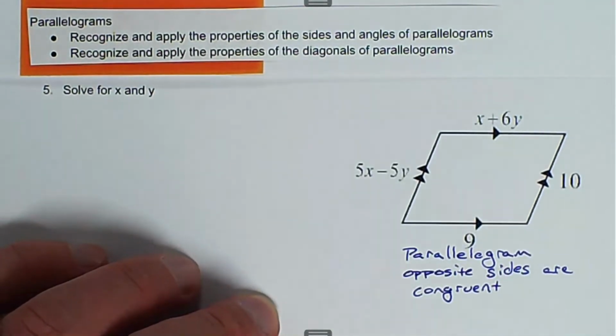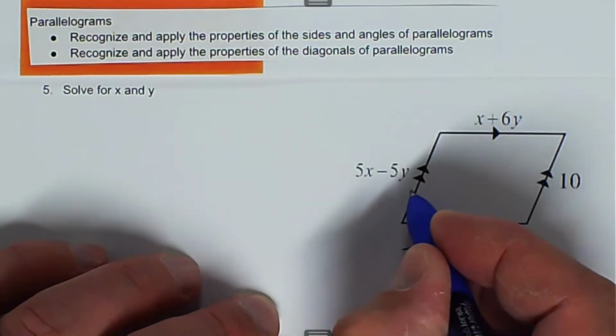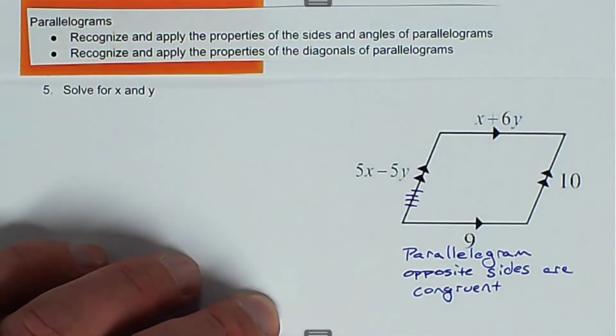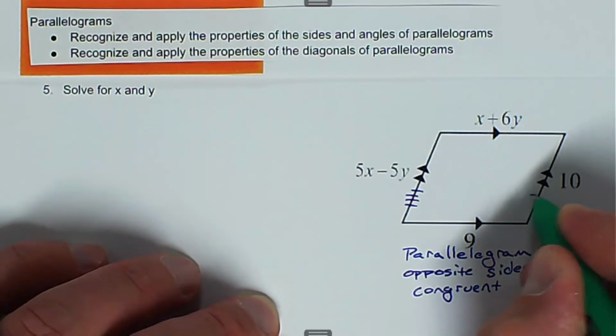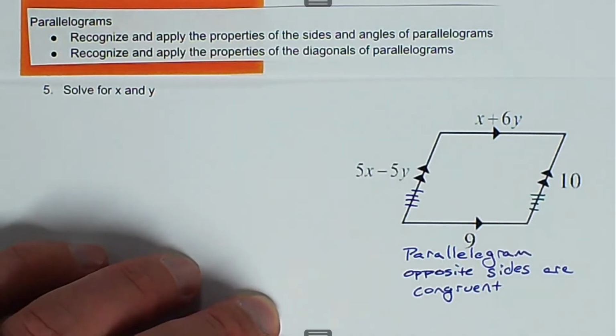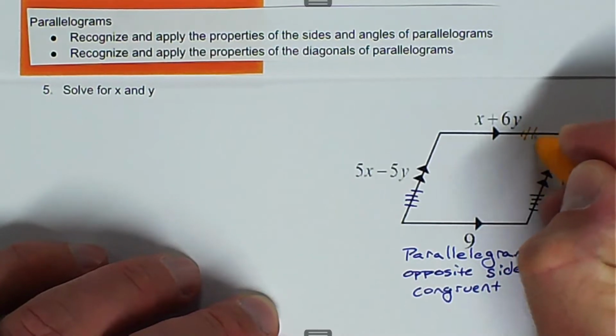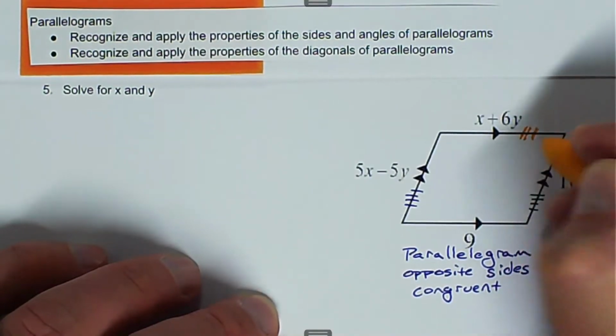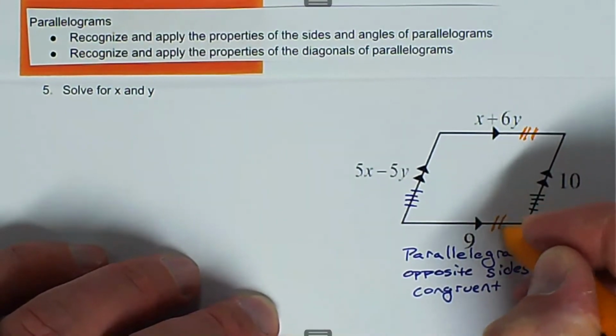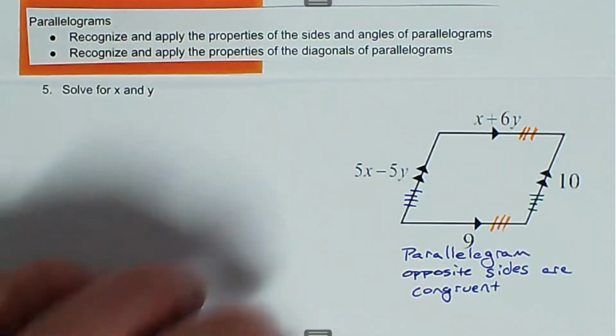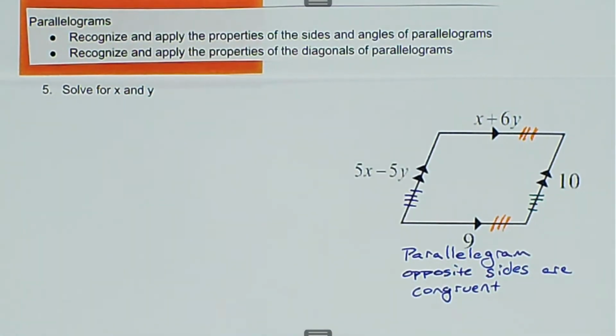So opposite sides are congruent. So if we put 4 marks there, then we have to put 4 marks on this side. And then if we have 3 marks here, then we have to have 3 marks on this side. So now we can set up an equation. Actually, we can set up 2 equations.